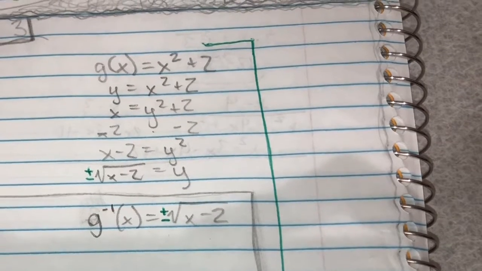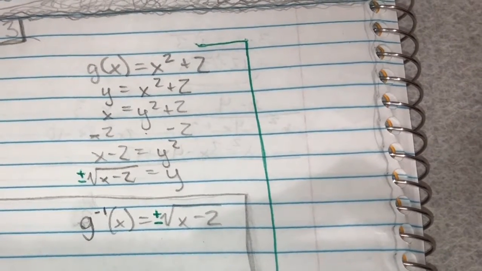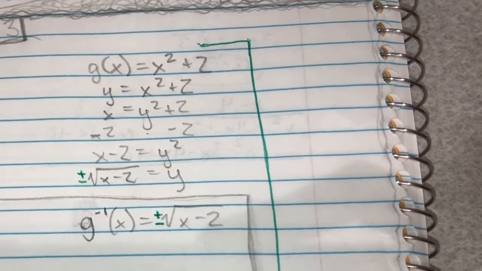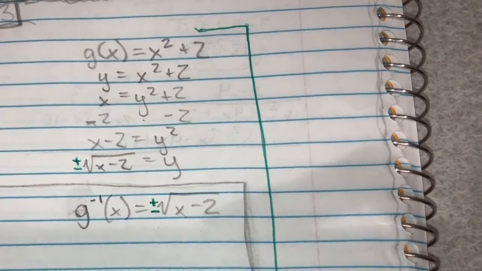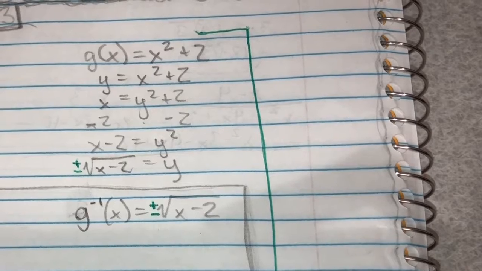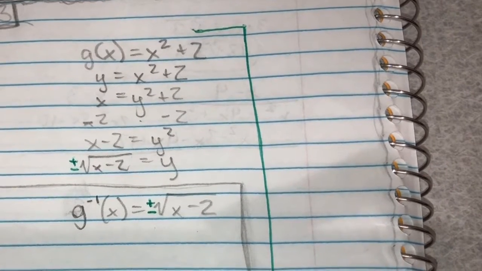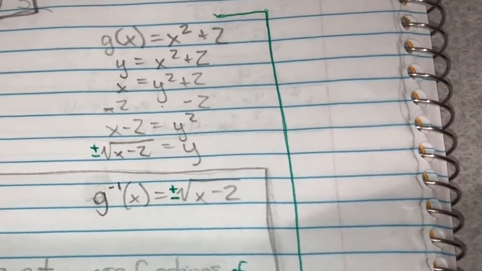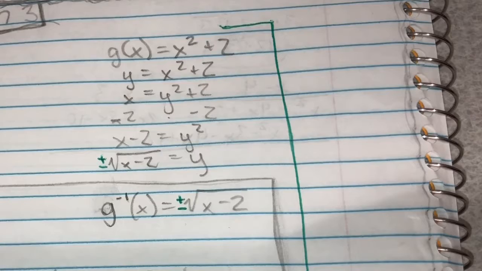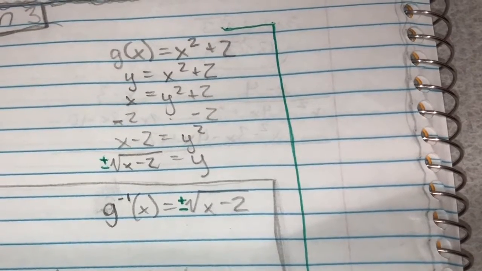G of x, which is x squared plus 2. To find the inverse, you first can turn g of x to y, and then to solve for the inverse, you would switch x and y. Then you can subtract 2 from both sides, and then you would have x minus 2 equals y squared.